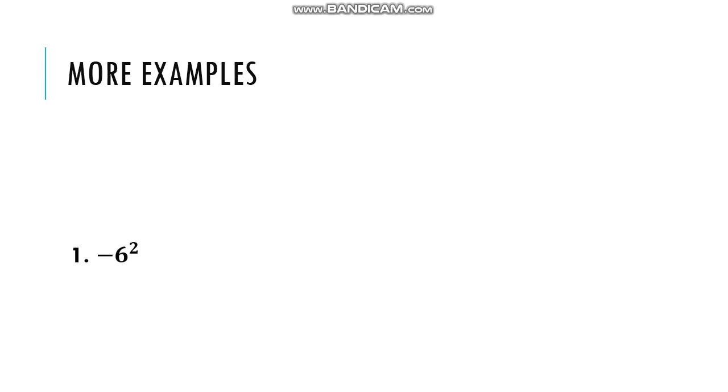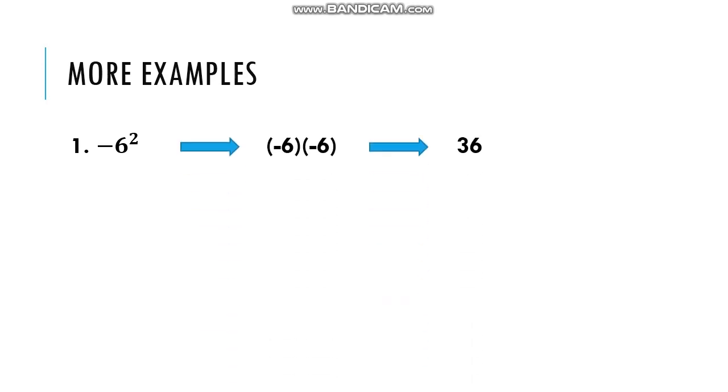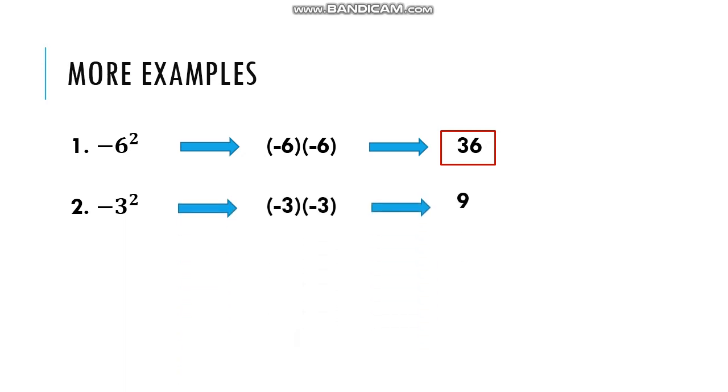More examples. Negative 6 squared. Multiply negative 6 by itself 2 times. Negative 6 times negative 6 gives us 36. Negative 3 squared. Multiply negative 3 by itself 2 times. Negative 3 times negative 3 gives us positive 9.